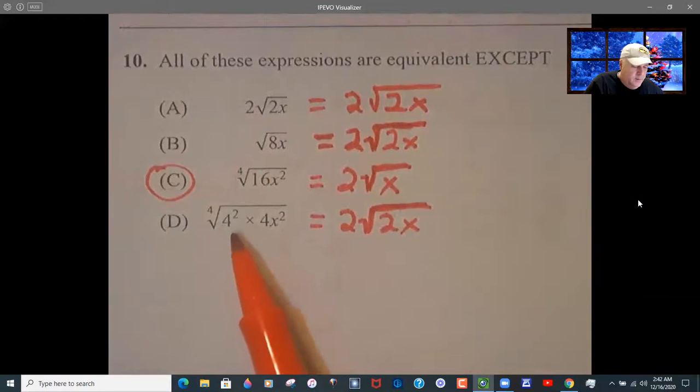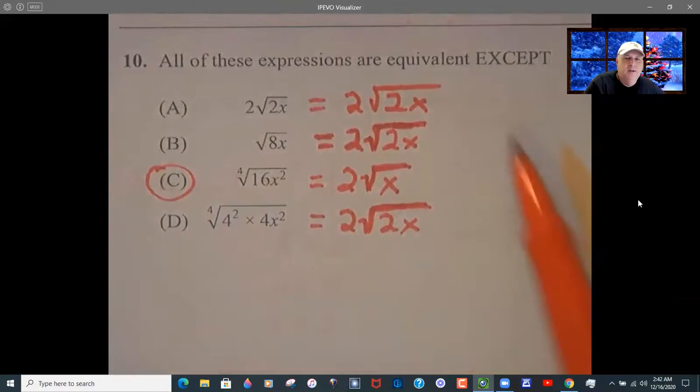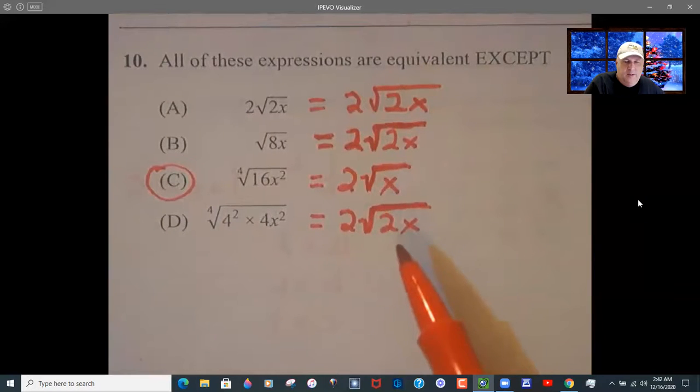And then this here is 4 squared times 4, which is 64. And then there's no 4th root of 64, something times something times something times something. So they all break down as 2 times the square root of 2, 2 times the square root of 2x. So C is the one that's different. That's a hard problem. So again, they throw these in there to see how can we make a difference in deciding the top students from a batch of good students.